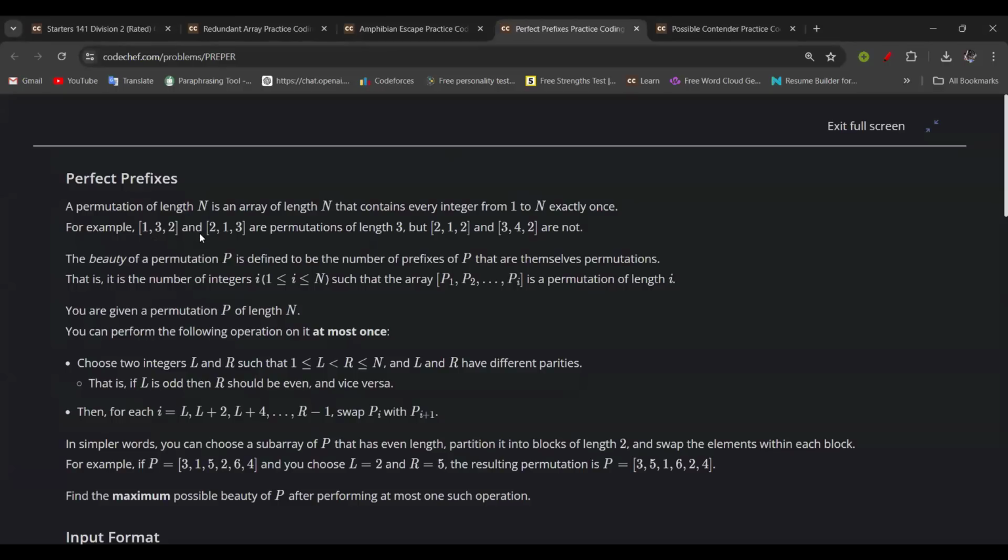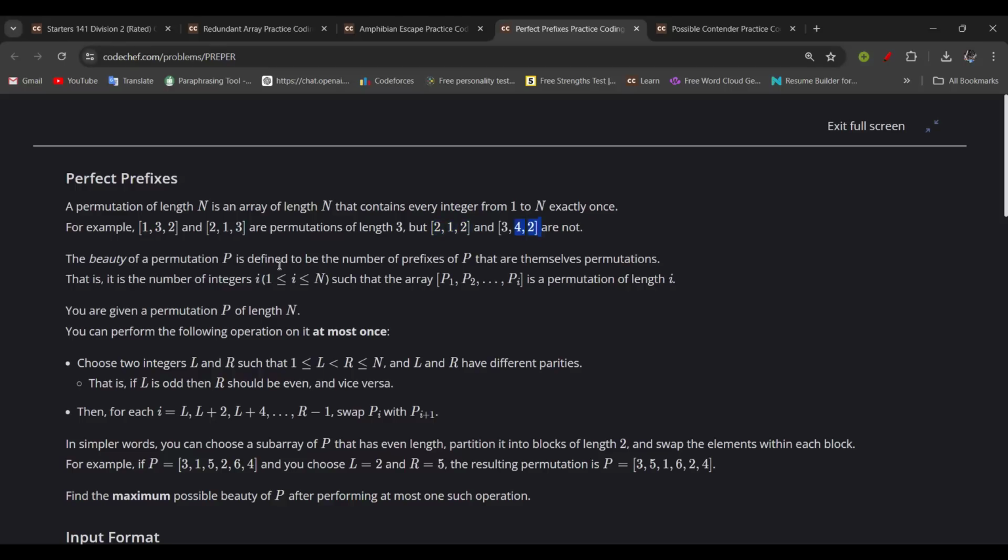What we are given in the C problem: a permutation of length n is an array of length n that contains every integer from 1 to n exactly once. We are just given the definition of a permutation. If you don't know what a permutation is, it means an array of length n such that every integer from 1 to n occurs. So if n is 3, it means 1, 2, 3 would occur in some random positions, but each from 1 to 3 would occur once. So these are some permutations of size 3, and this is not. That's the definition of permutation.